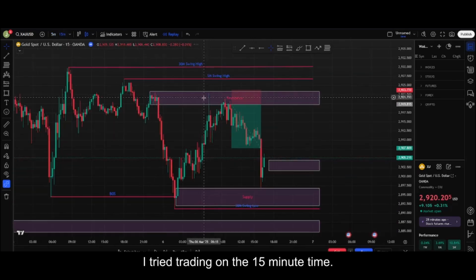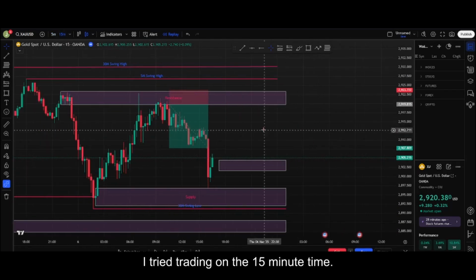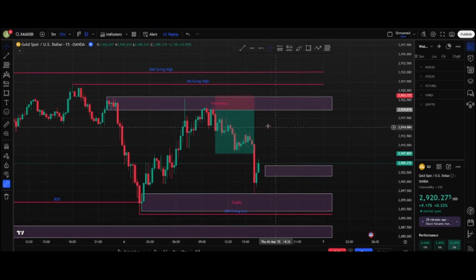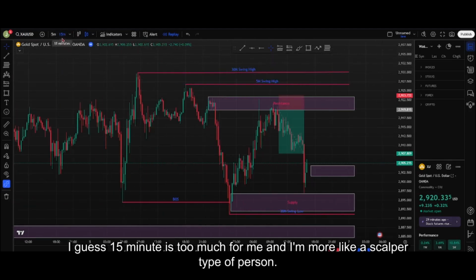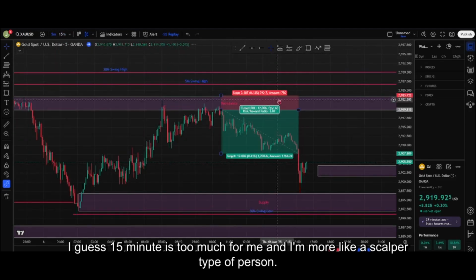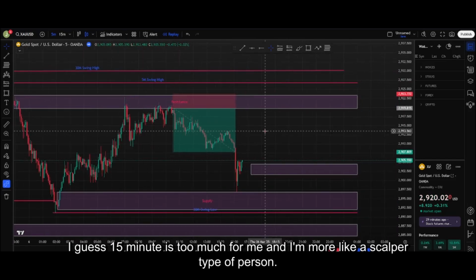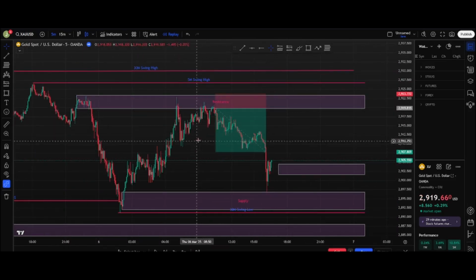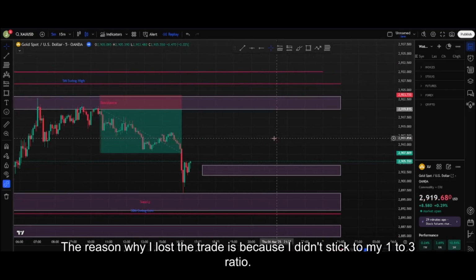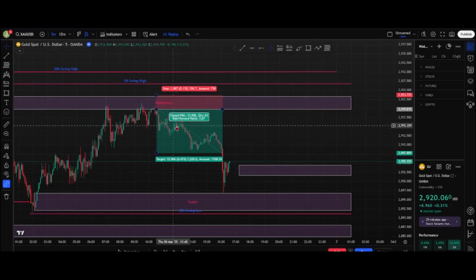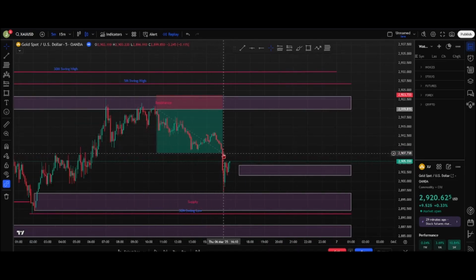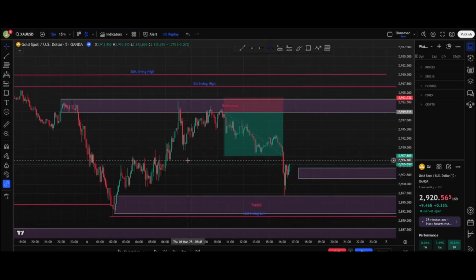I tried trading on the 15-minute timeframe, and I guess 15-minute is too much for me. I'm more like a scalper type of person. And the reason why I lost the trade is because I didn't stick to my 1 to 3 ratio. And I would also say this.